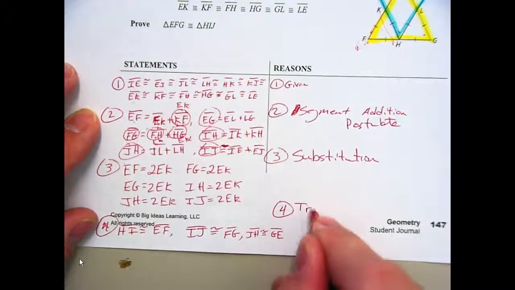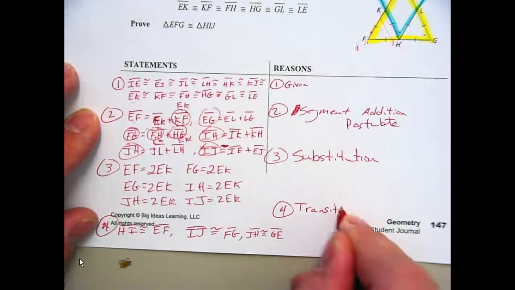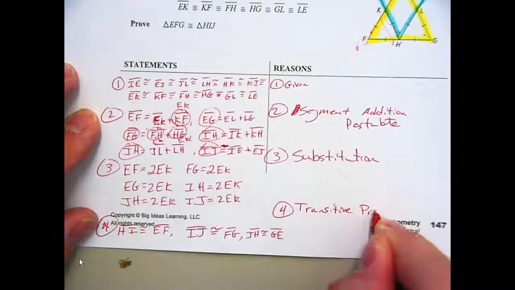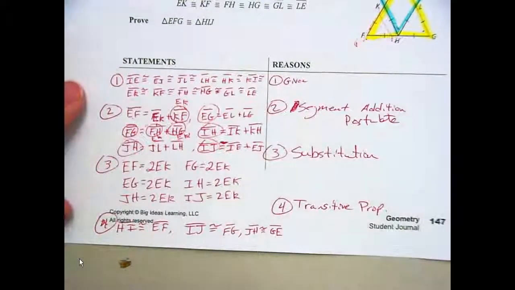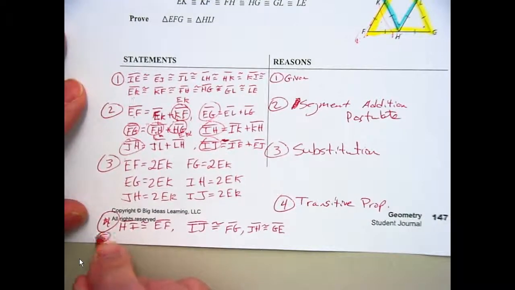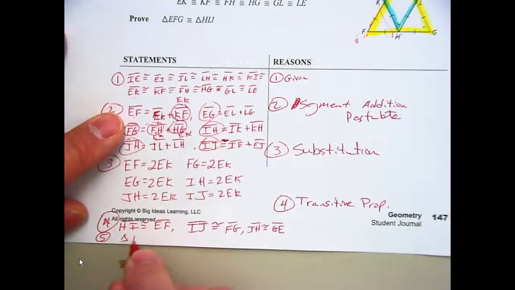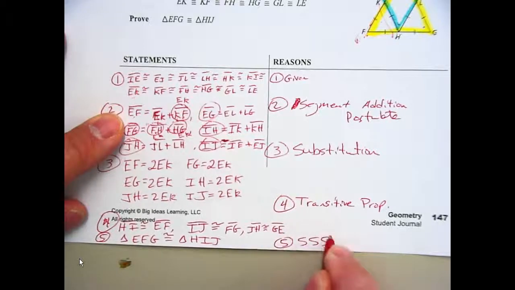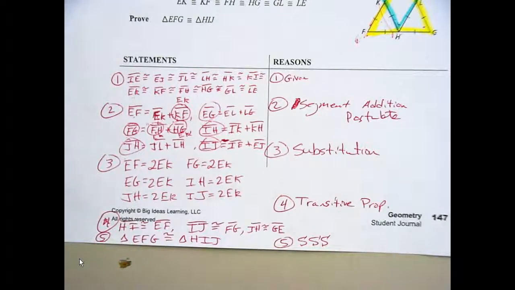I've now stated 3 sides congruent, so my final statement, which I'm running out of room for, I didn't give myself enough room, would be my triangles. Triangle EFG is congruent to triangle HIJ by side, side, side. Okay, that's a pretty involved proof there. That's how you go through and take care of it. All right.